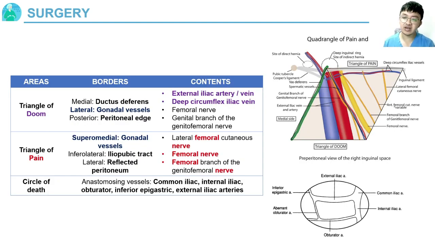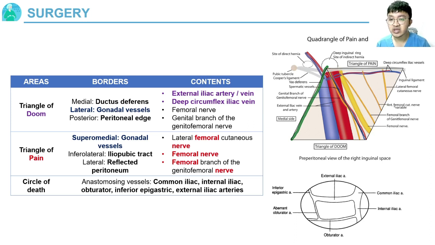So you have the triangle of doom, triangle of pain, and circle of death. Triangle of doom and pain: remember, both share the gonadal vessels as their border. For the triangle of doom, it's in the lateral portion. For the triangle of pain, it's in the superomedial portion. Right? So the triangle of doom, medially, is bounded by the ductus deferens, as you can see in this illustration. Posteriorly, it's the peritoneal edge. For the triangle of pain, it's the iliopubic tract inferolaterally and the reflected peritoneum laterally.